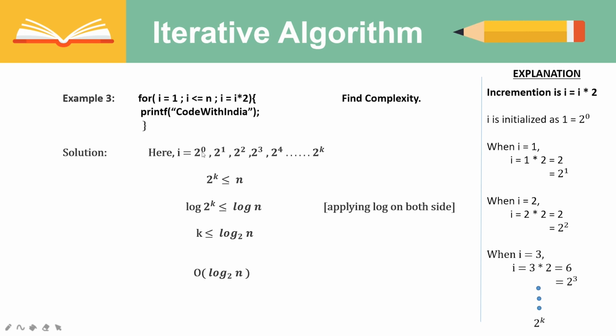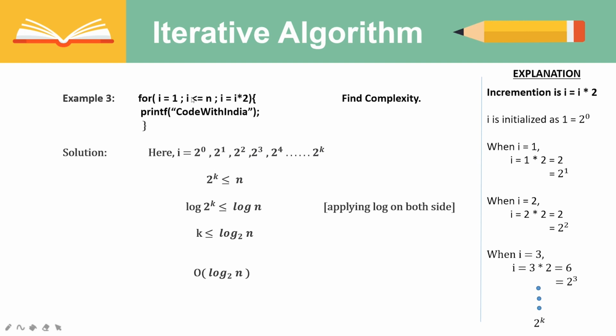We can write it as 2 to the power 0. When i is equal to 1, i is equal to 1 into 2, which we can write as 2 to the power 1. When i is equal to 2, i is equal to 2 into 2, which is equal to 4, and we can write it as 2 to the power 2. Same continues with other values of i. It goes up to 2 to the power k. k is the last value of i.